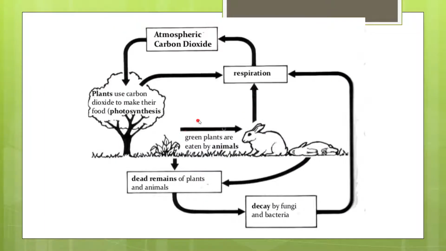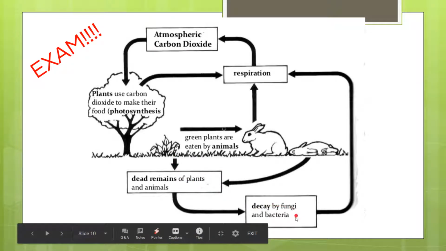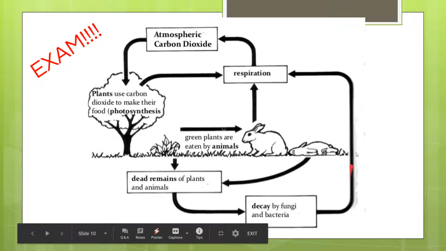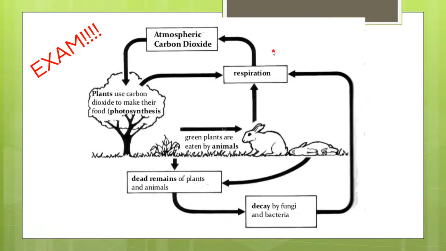This is the diagram that I want you to memorize for the exam and for the test. So we have atmospheric carbon dioxide. Plants use that through photosynthesis to make oxygen, which animals breathe in and respirate out carbon dioxide. Sometimes they die. Their remains, as well as plants, are decomposed by fungi and bacteria that also return that carbon via respiration back into the atmosphere, and it all happens over again.